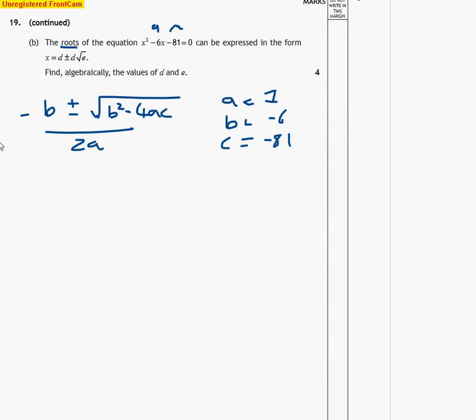Okay, so minus b, so minus 6, that's just 6, plus or minus the square root of, now at this point I'd actually just work that out separately, so I would just work out the discriminant over here. I would just say b squared minus 4ac, I would just do it on its own because it's good having the discriminant as a separate number. So minus 6 squared is going to give us 36, so minus 6 times minus 6, 36, minus 4 times 1 times minus 81.